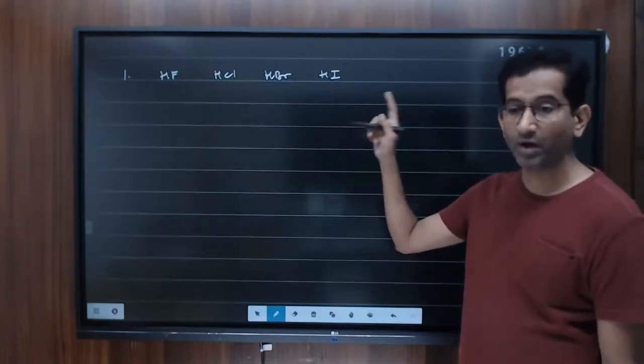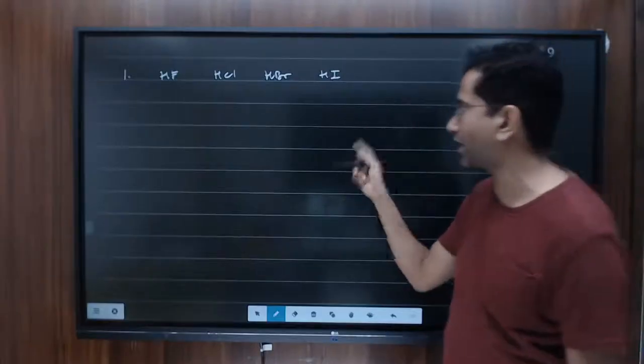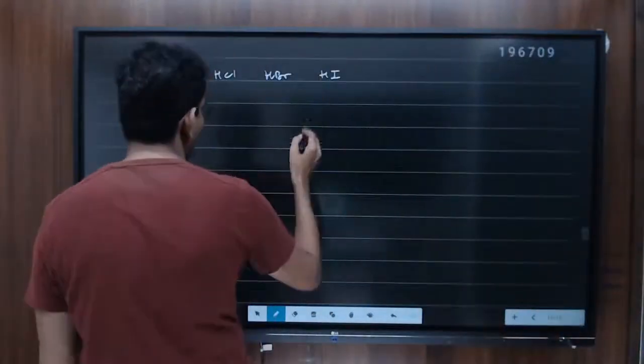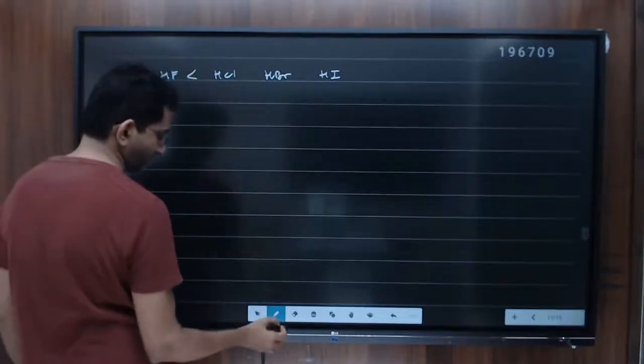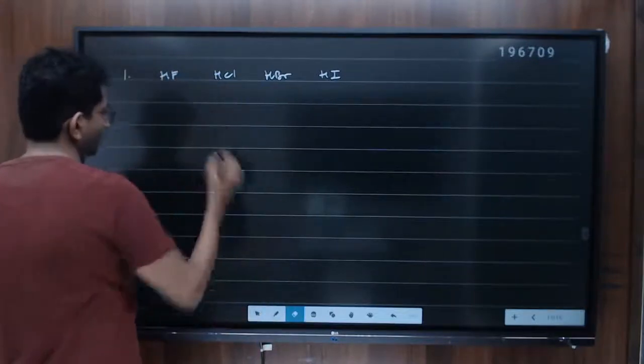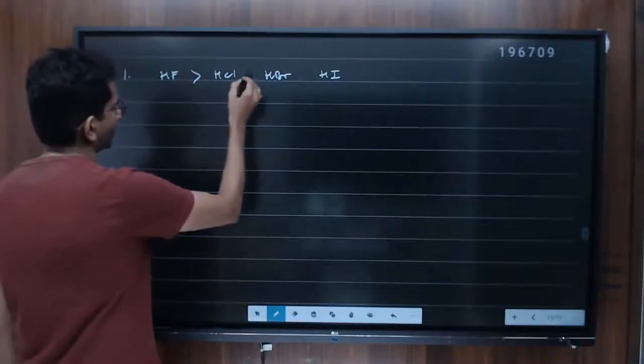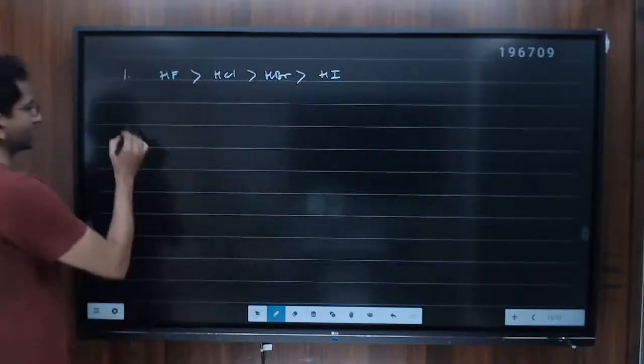So this bond will be poor, and if the bond is poor, definitely if you provide thermal energy, this will be broken very easily, and the thermal stability order will be like this. I hope you understand.